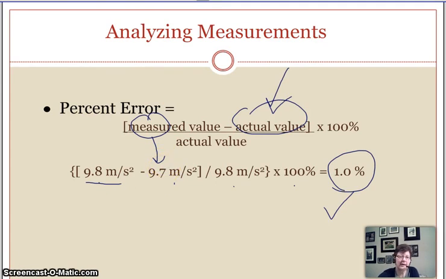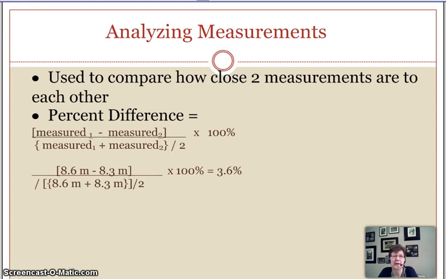One other way that you might express error is in percent difference between 2 values. This would be if you wanted to compare how close 2 measurements are to each other rather than to a standard value. So just each other is all you're caring about. So now you look at percent difference. And for this, the equation looks kind of complicated, but it's really not as complicated as it might look.